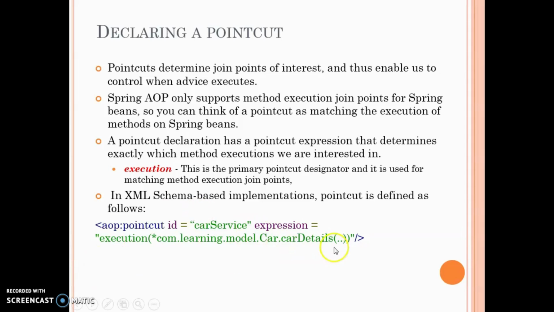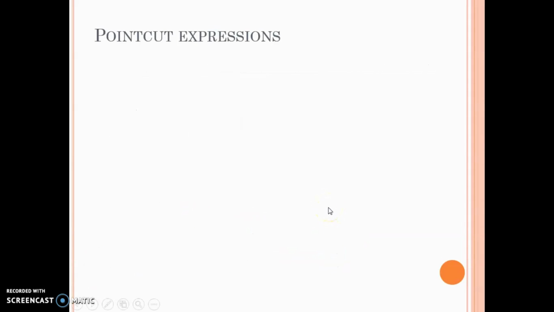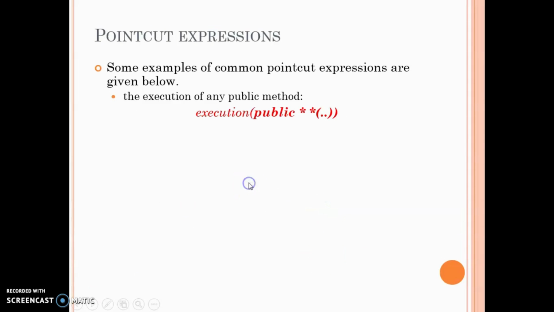So let's see what could be the other possible Pointcut expressions that we can have. As you can see here, this one will execute on any public method. The advice that I will be defining in this particular tag will execute on all public methods that I have. So that is how it is going to work. I'm not defining any specific class or any specific method here. I am in general saying this should execute on all public methods.